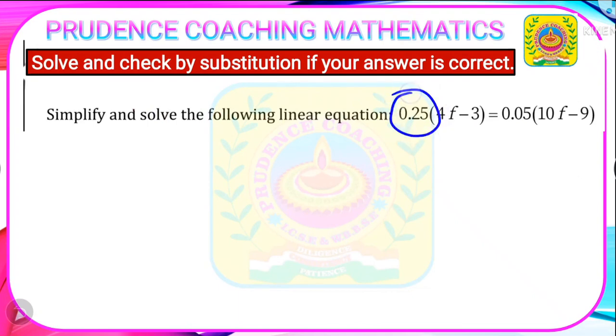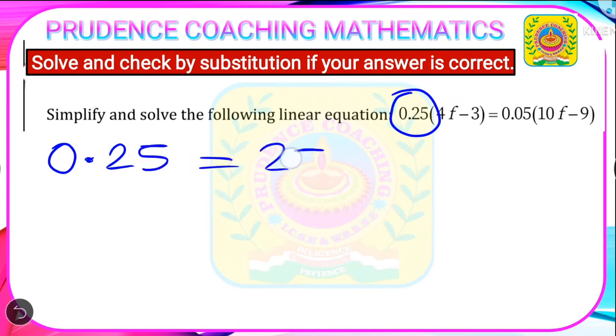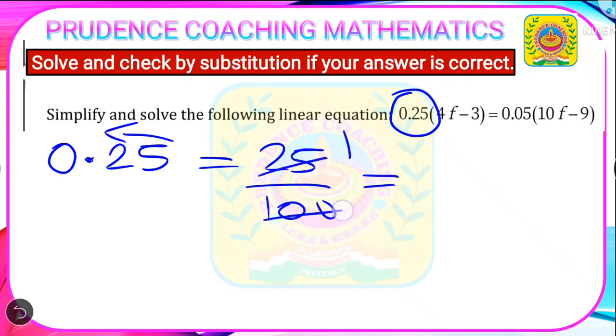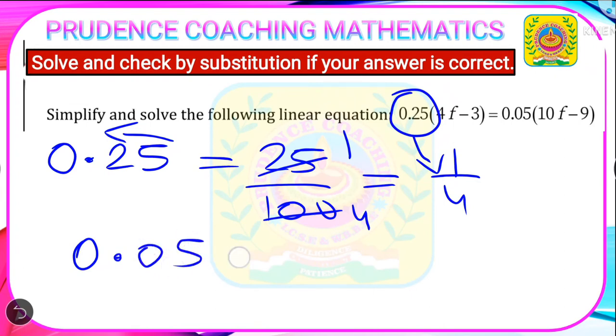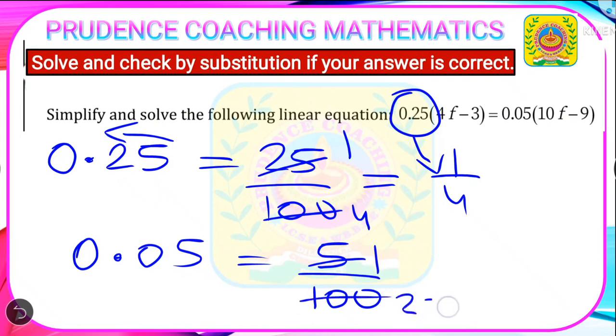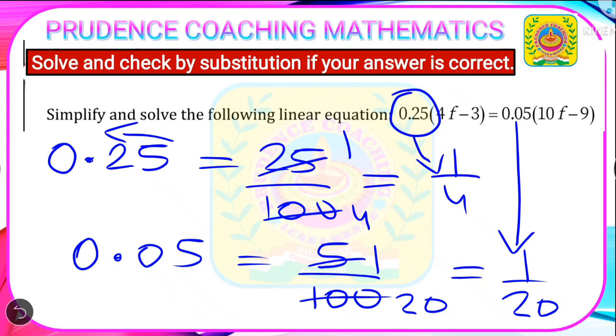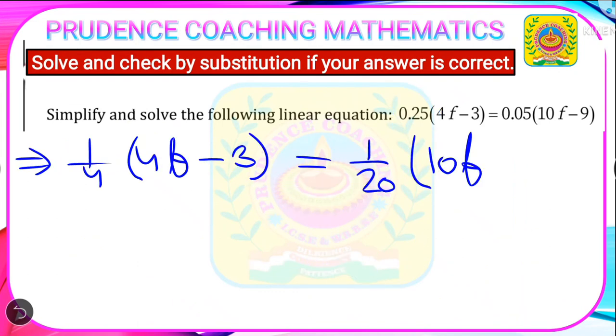For that you need to know the value of 0.25. So this is 25 by 100. Why 100? Because we have two digits after the decimal point. So here 25 ones are 25, 25 fours are 100, so 1 by 4. So we can write this as 1 by 4. Similarly 0.05, you can write this as 5 by 100. So 5 ones are 5, 5 20s are 100. So this is equal to 1 by 20. So we will replace this decimal value with this fraction. So after changing the decimal value into fraction, the final question will be this one.